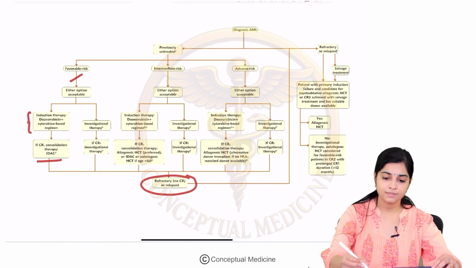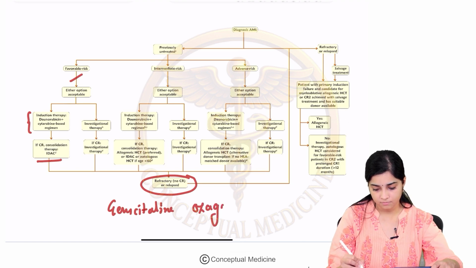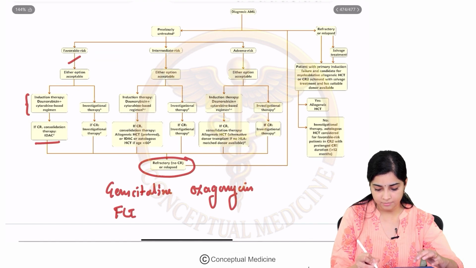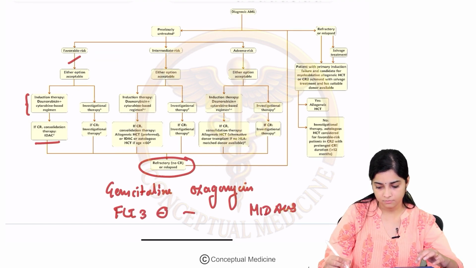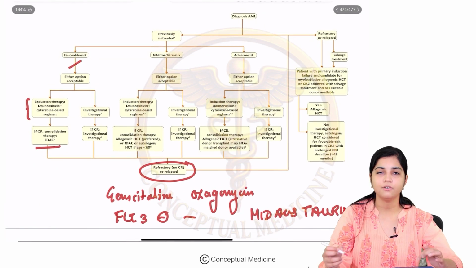So certain new drugs which are used in relapsed refractory AML include gemtuzumab ozogamicin. Okay, and FLT3 inhibitors, which include midostaurin. So these are some of the newer drugs used in the management of AML.